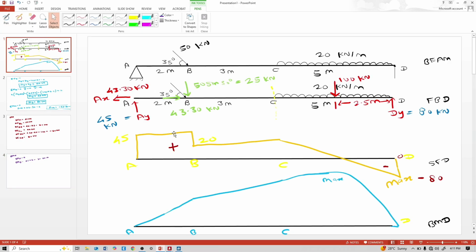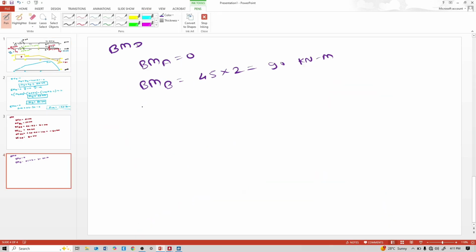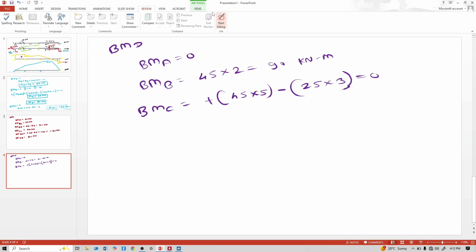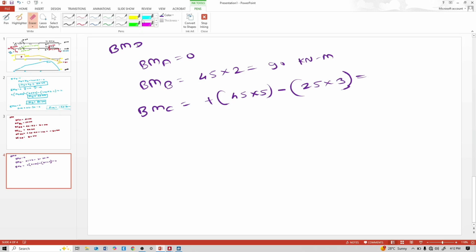Now at point C, 45 into 5 and 25 into 3. 45 is clockwise and 25 is anti-clockwise. That's why minus and plus signs. This is 150 kilonewton meter.